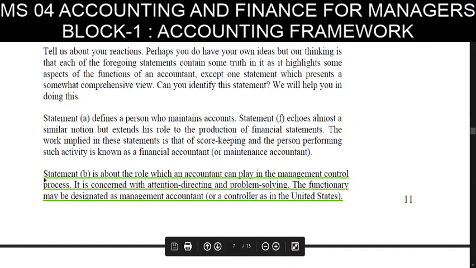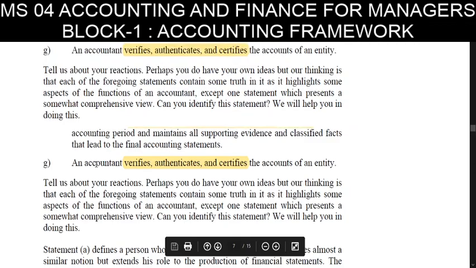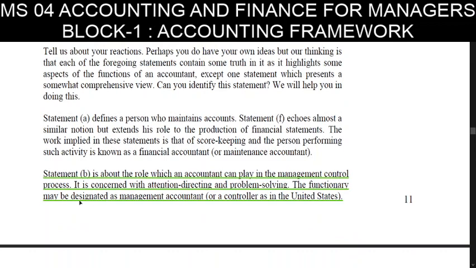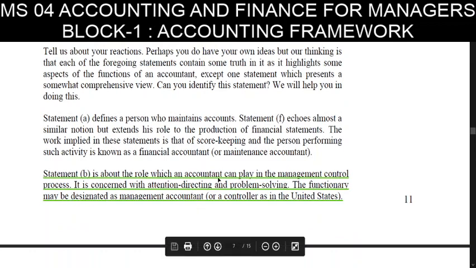You'll see here what is given. Statement B, what is this statement B? Statement B is a functionary who aids control. Statement B is about the role which an accountant can play in the management control process. Management control process is concerned with attention directing and problem solving, most like decision making.